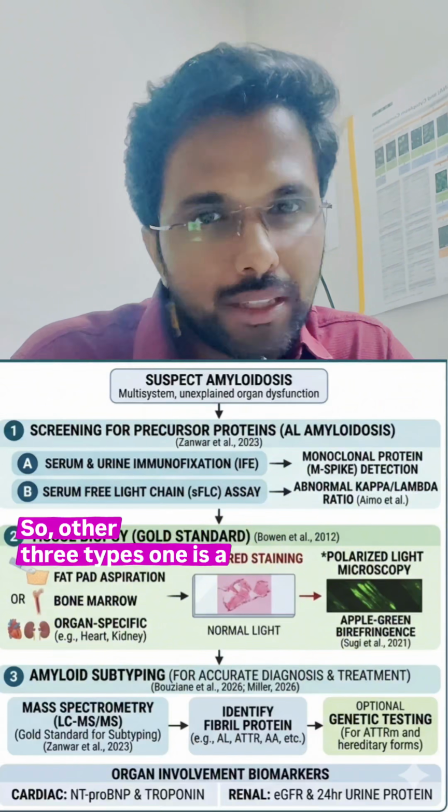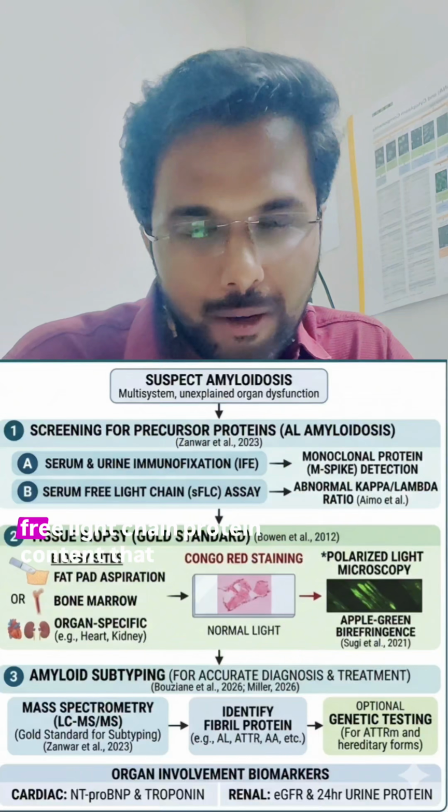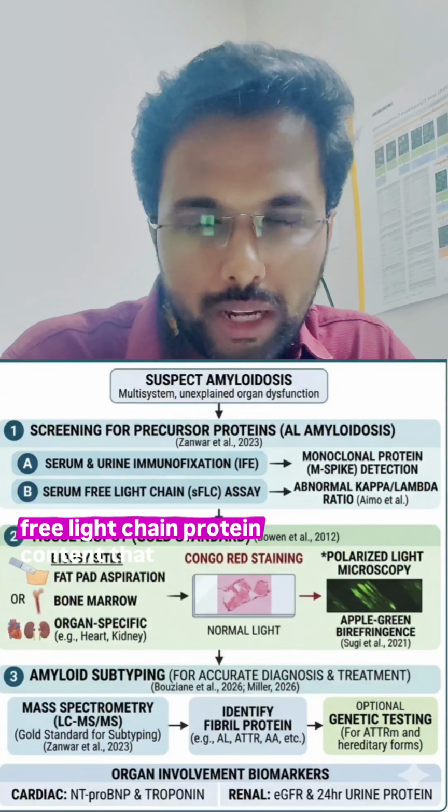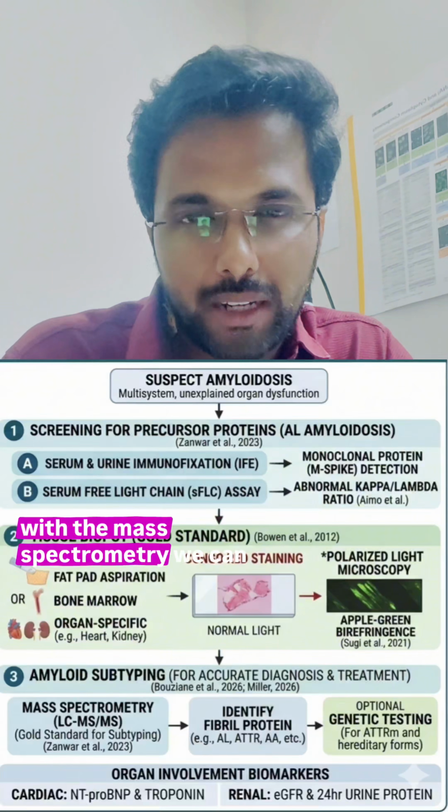So there are three types. One is the immunoglobulin, the kappa and lambda chain. So we have to check for the serum free light chain protein content. That is one of the tests, and with mass spectrometry we can also find it. So this is one of the methods.